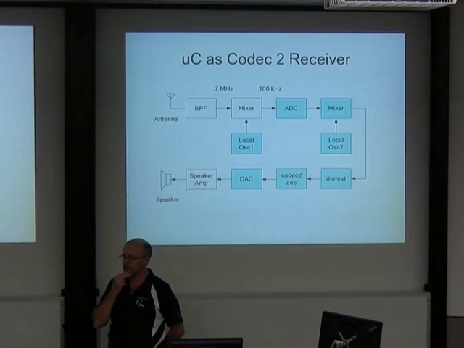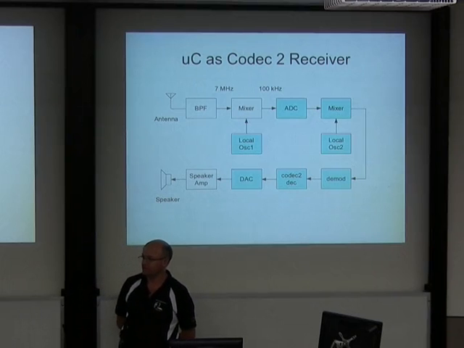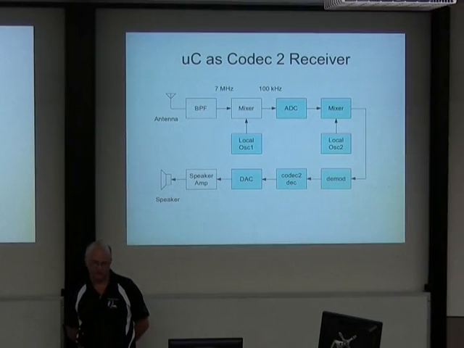Unless we do the quadrature down conversion, the conversion to I and Q, in software, which means it can be perfect, rather than using two analog mixers and the quadrature parts.